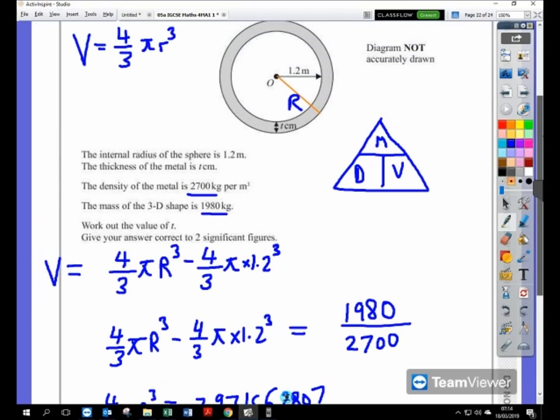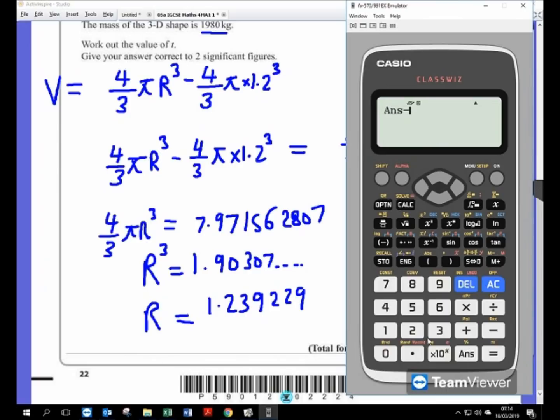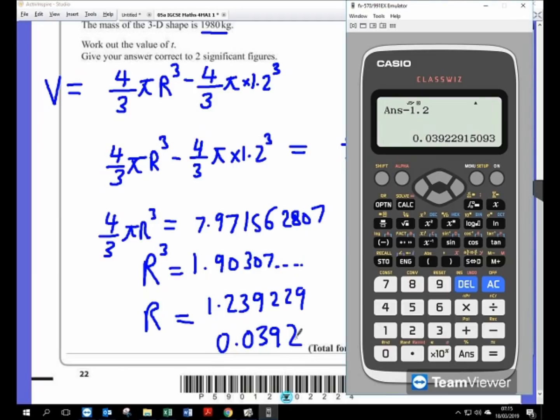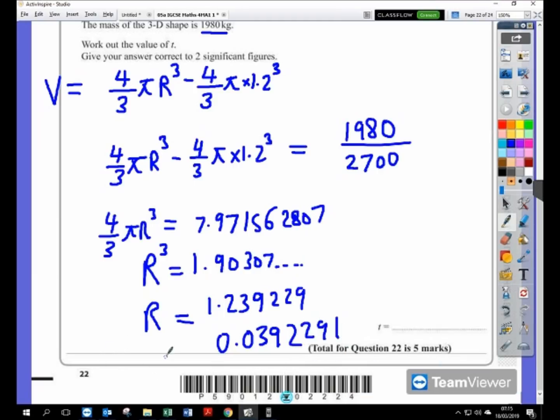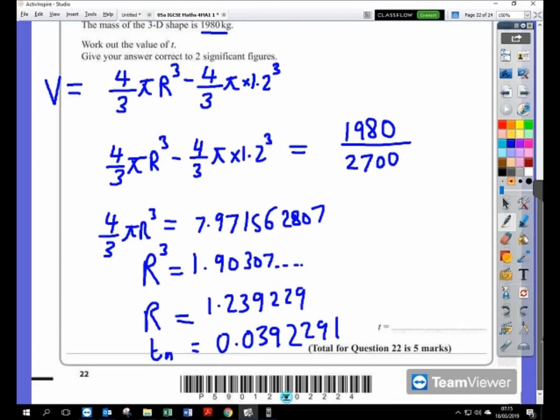I know that the inner radius is 1.2. So if I subtract 1.2 from that, that will give me t. So this is 0.0392, etc. So this is t, but this is t assuming t is in meters, because I've assumed that this capital R is in meters, just to keep it all consistent. So this is assuming that t is in meters.